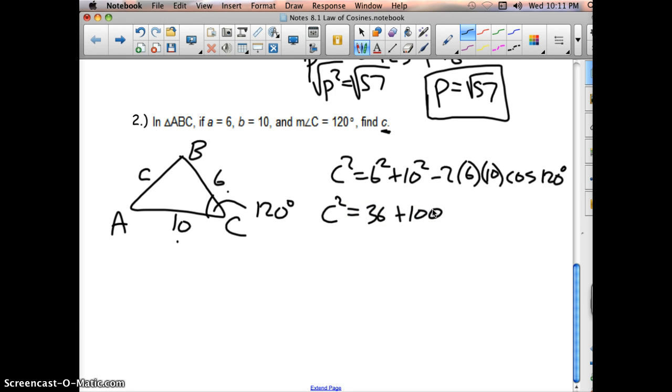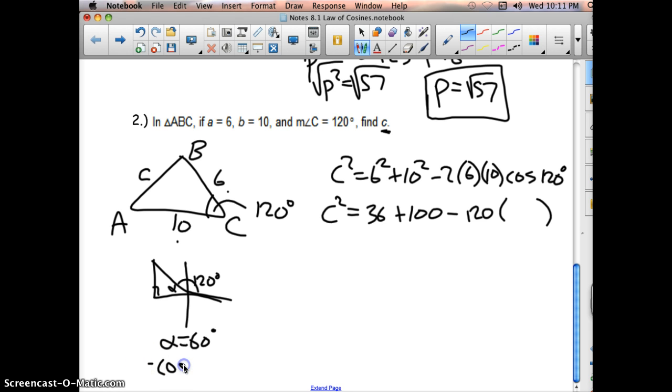You do need to know the cosine of 120, but I think we've done that several times this year. So that's going to be negative 120 when I multiply those times the cosine of 120. That's a second quadrant angle. Let me draw a 120-degree angle in standard position. Again, a sketch. My alpha is 60. What's important is I've drawn it into the second quadrant, and I understand that cosine in the second quadrant is negative. So this is going to equal the negative cosine of 60. Use those special right triangles, and that's going to be negative 1/2.